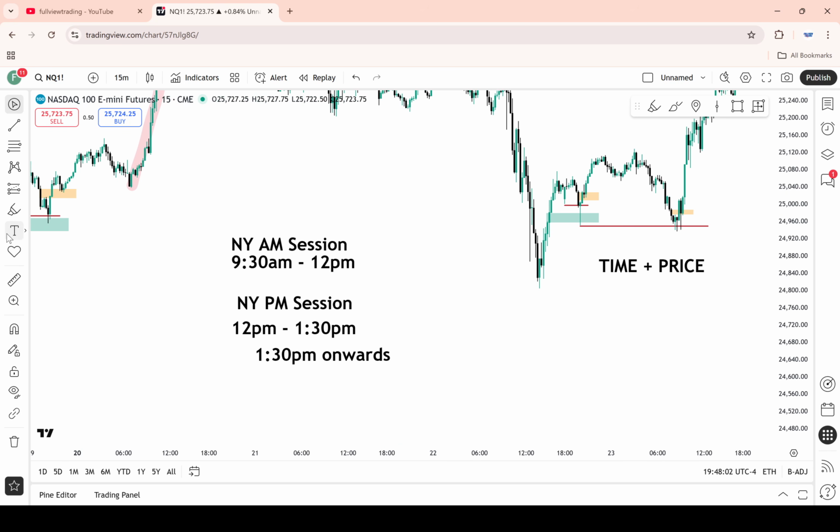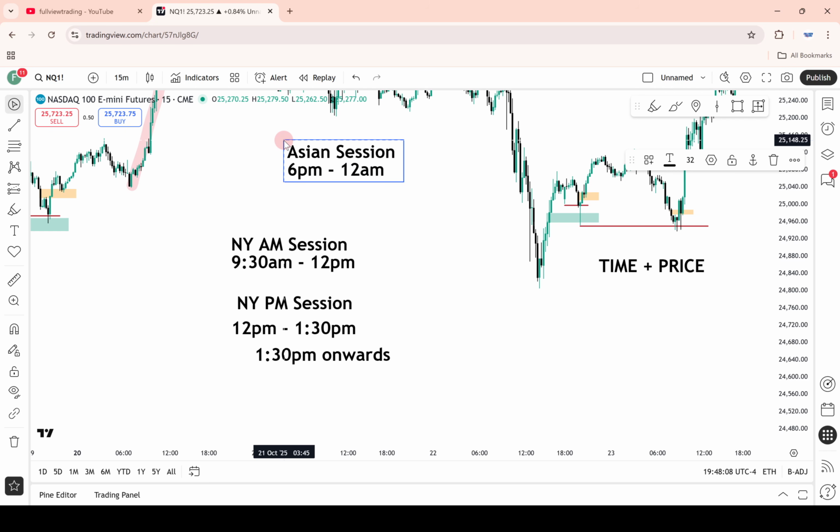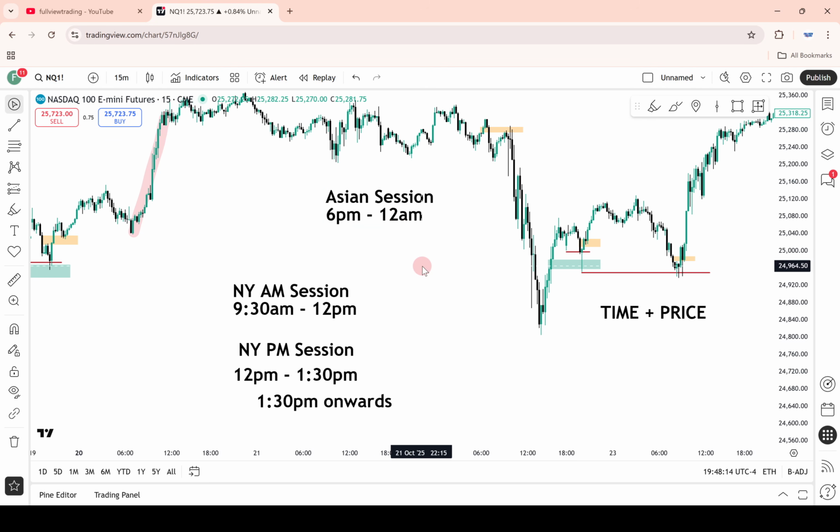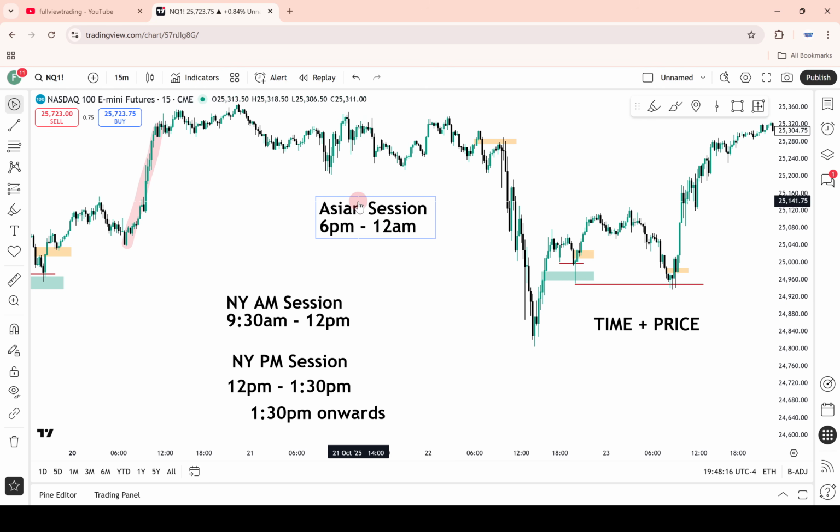So again, those are those sessions there. Asian session, if you trade that, because I trade that, I'll look anytime from 6 p.m. to 12 a.m. and I'll have areas on my chart where I want to see price react from. And if it goes to that area, if I get alerted to that area, then I'll trade. If not, then I'll let the markets do its thing.